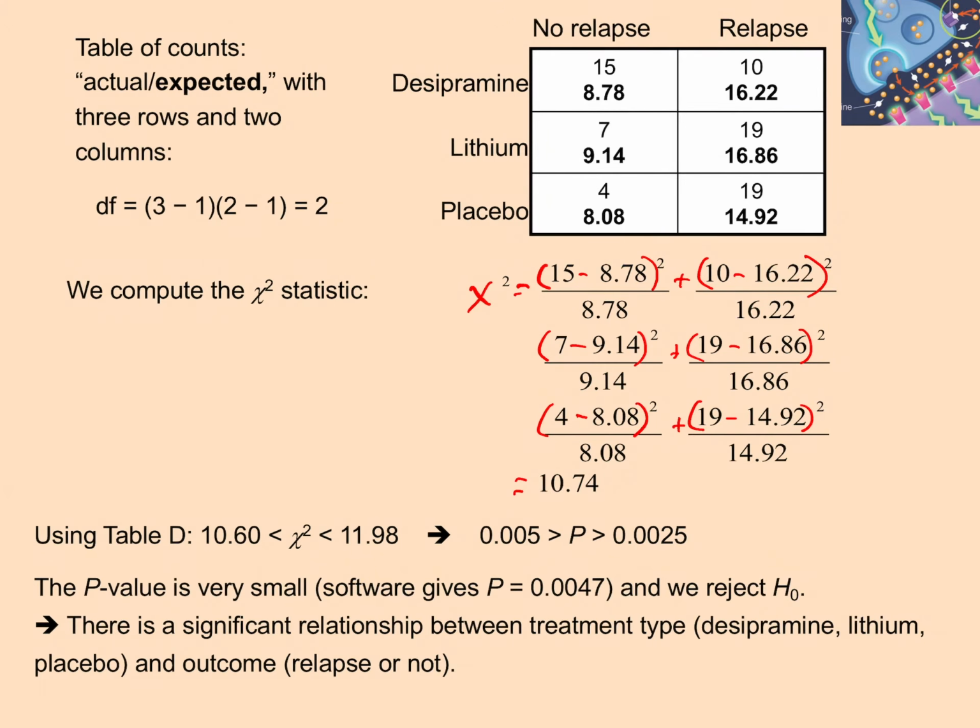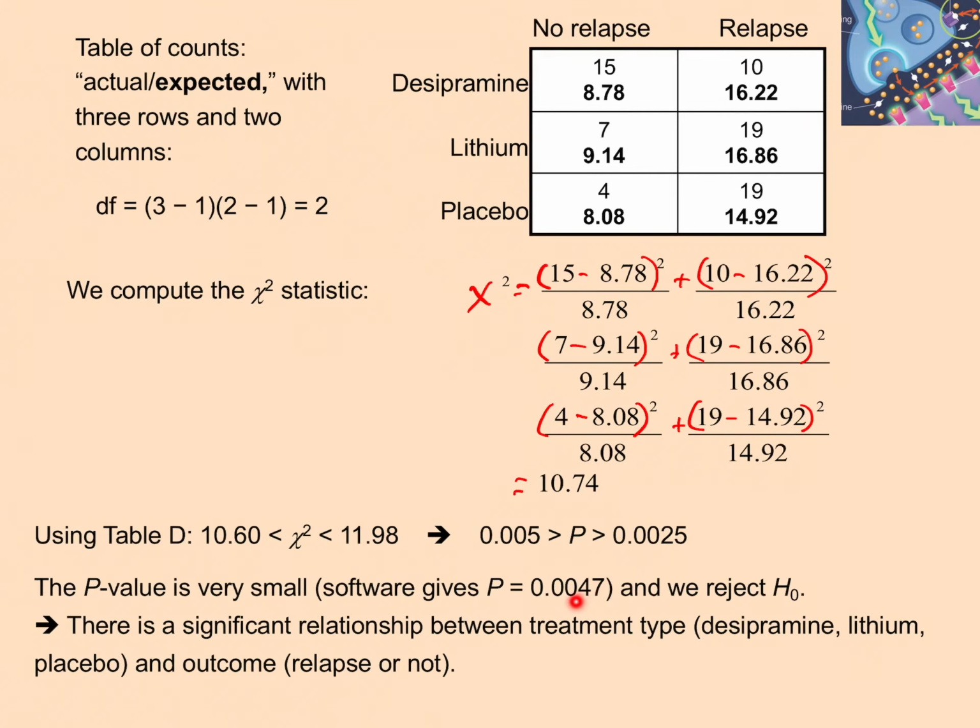Using table D, on the degrees of freedom row of 2, we find 10.74, and we see it lies between a p-value of 0.0025 and 0.005. So that's a pretty small p-value. Minitab would calculate it more precisely as 0.0047, and at an alpha of 0.05, we reject our null, which means there is evidence for a relationship between treatment type, desipramine, lithium, placebo, and the outcome.